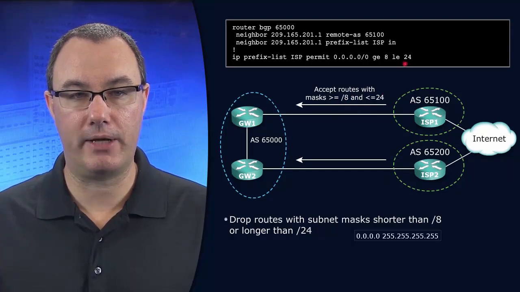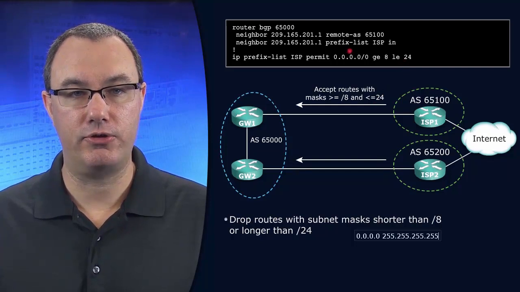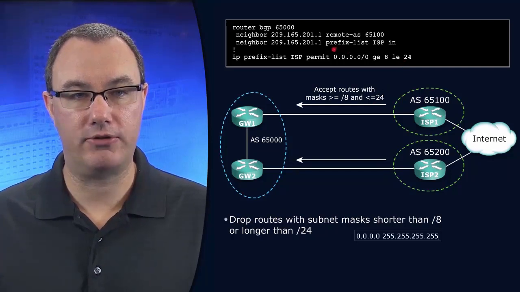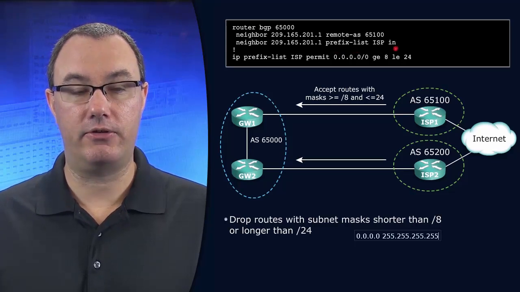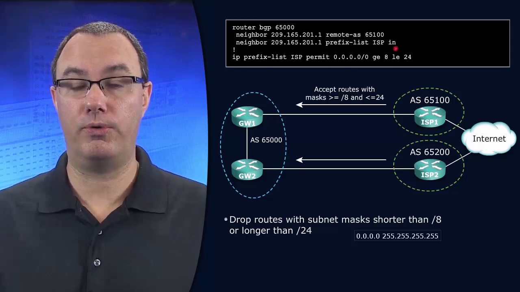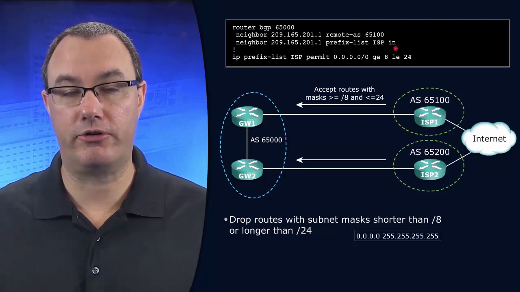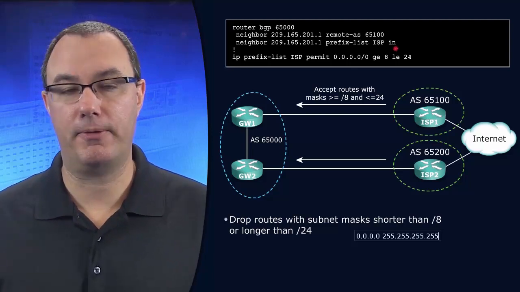So that looks great. All we have to do is attach that to our neighbors. So we say prefix-list ISP in. And now we're only going to accept larger networks, /24 and greater.